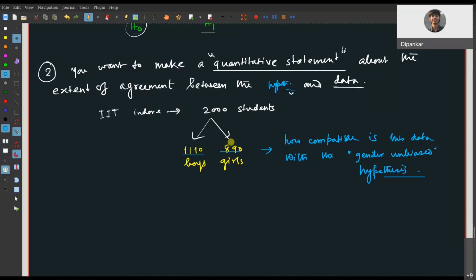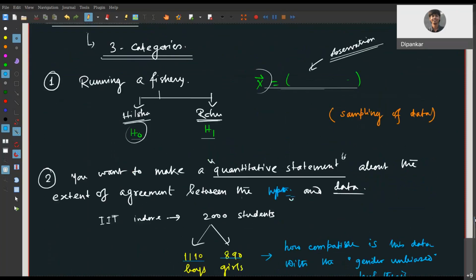But what is the probability of that? We have to figure it out. Okay, and then we have to talk in terms of that probability. Okay, so this is my category 2. Okay, so I talked about three categories.